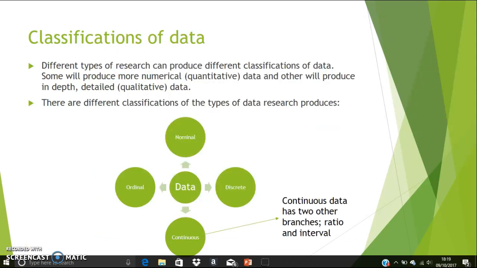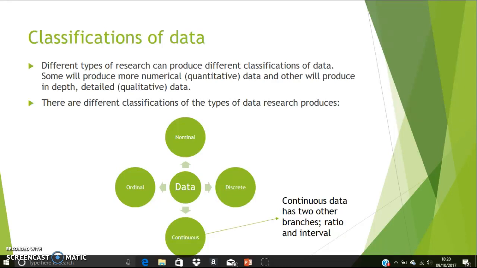And then we're going to continuous data, which has numerical value with any number of decimal places, so it can be any number you want. It has two branches here, which are ratio and interval. So the ratio just shows the difference between certain things, and interval has just equal gaps in between.